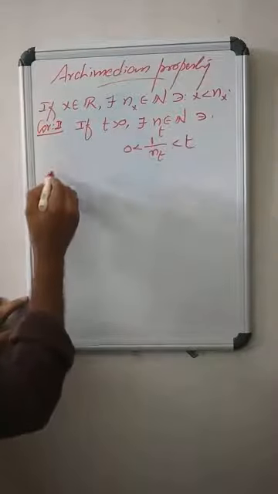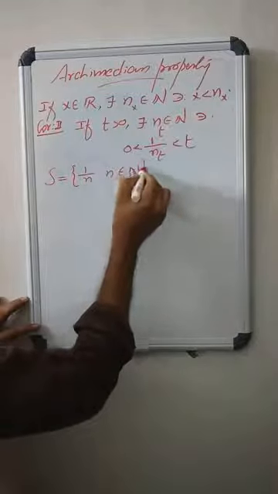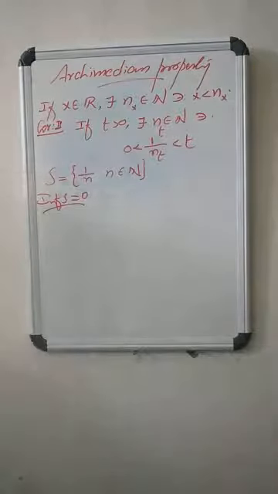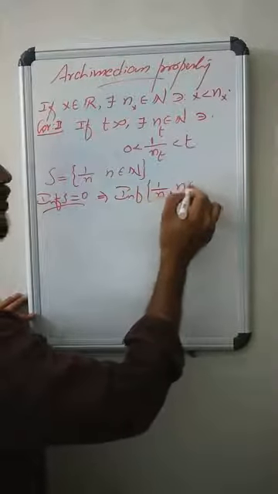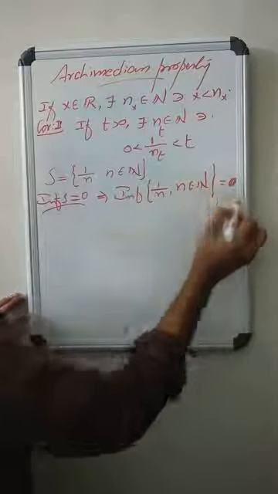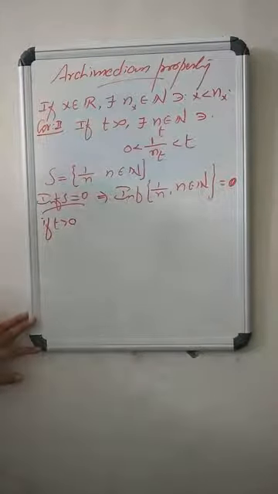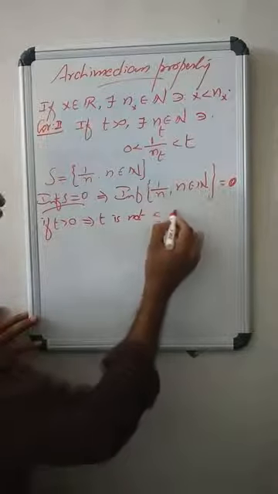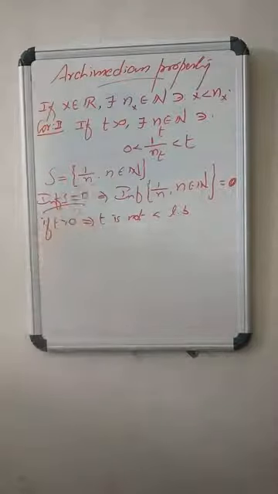By the previous argument, if you construct S equals the set of all 1 by n, where n is in N, then what about its infimum? The infimum of S equals 0. This is already proved by the above corollary. We know that the infimum of the set of all 1 by n, where n is in N, equals 0. If t is positive, then t is not a lower bound of the constructed set.